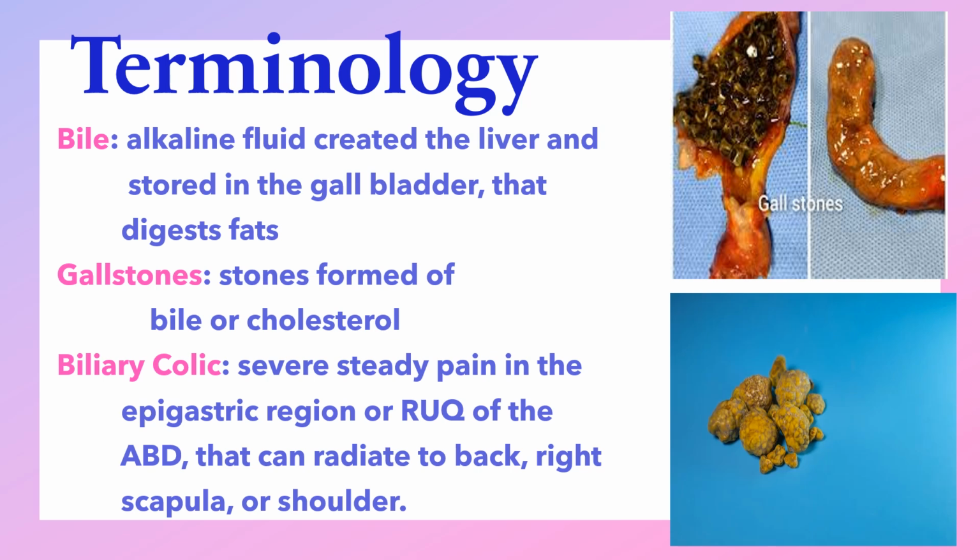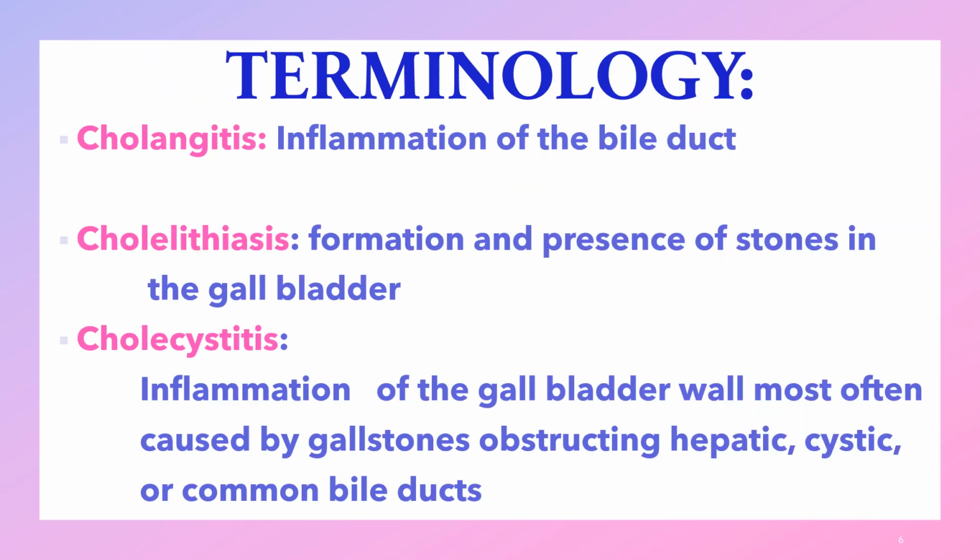Hopefully you do too. So continuing on with some simple terminology, cholangitis is inflammation of the bile duct. Cholelithiasis, which we'll talk about more in depth, is that formation and presence of stones in the gallbladder. And then cholecystitis is inflammation of the gallbladder wall, and it's most often caused by those gallstones. They obstruct one of multiple ducts, the hepatic, the cystic, or the common bile ducts. And again, we'll elaborate on that a little bit further into the presentation.